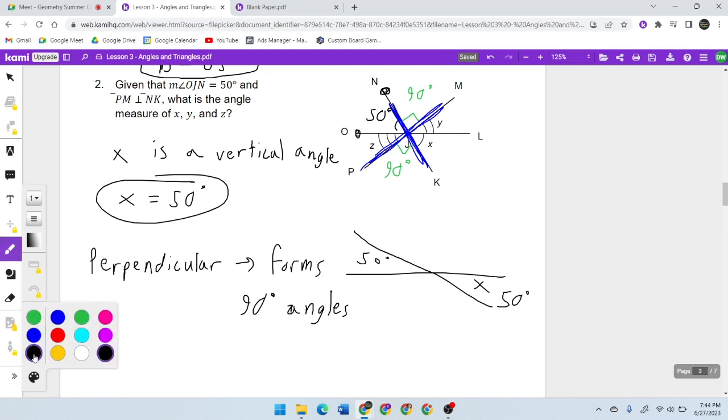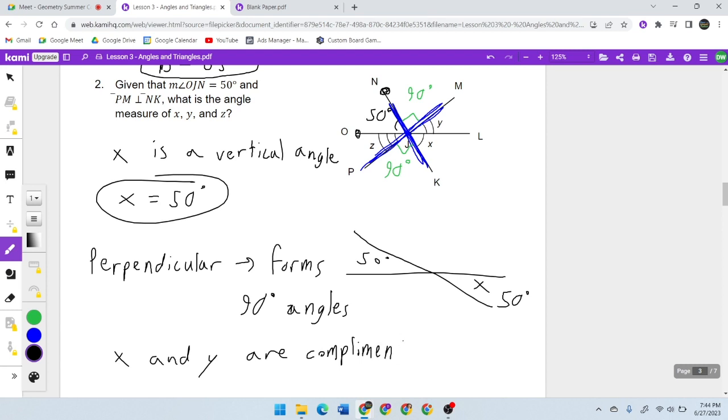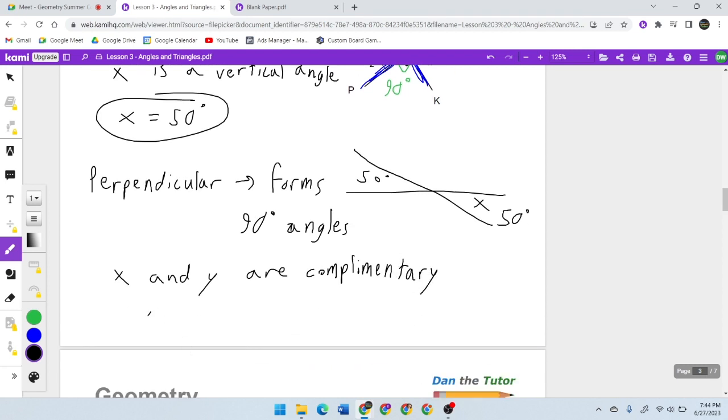But because of that, I know that x and y form 90-degree angles. Remember, that means they're complementary, because x and y adding to 90 means they're complementary. So that's what I'll write on my paper. x and y are complementary. And remember, x plus y would therefore equal 90 degrees because that's what complementary is. And we just found x a second ago. We said x was 50, which means 50 plus y equals 90. Subtract 50 from both sides. y is going to equal 40 degrees.